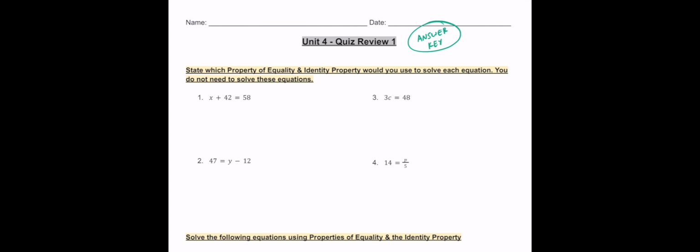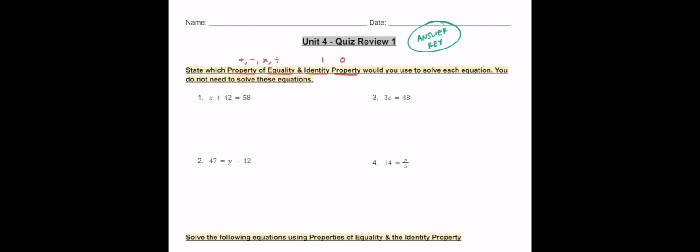For this first section, we're going to state the properties of equality. It says properties of equality and the identity property. Remember, there are 4 properties of equality: adding, subtracting, multiplying, and dividing. And then there's also the identity property. That's really just when you get 1 through multiplication or division, or you get 0 through addition or subtraction.